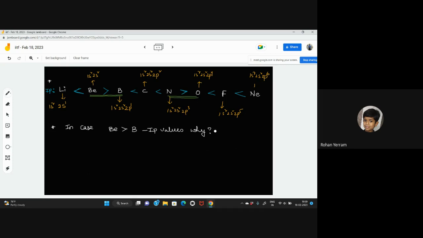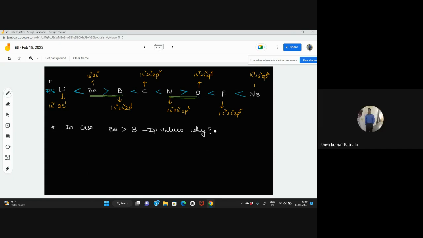Sir, in beryllium the IP value is greater because the beryllium size is less than boron. Boron's size is less, no? So if boron size is less, boron IP should be more. From left to right, from beryllium to boron, size decreases, so IP value should increase. But instead, we have written beryllium is high. Why? Sir, the p orbital is being added. Yes, very good.